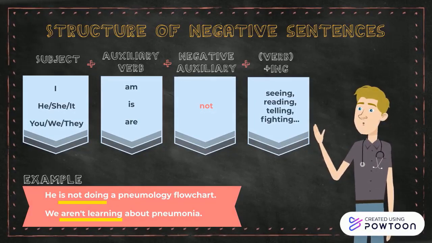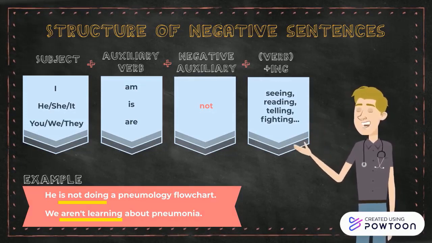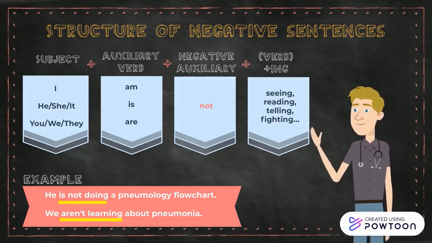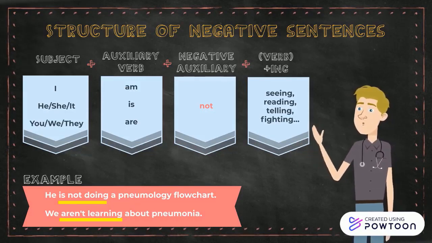plus obj. I with the auxiliary verb am. He, she, it with the auxiliary verb is. You, we, they with the auxiliary verb are. Verb plus ing. Example: seeing, reading, telling, fighting. Example of negative sentences in present continuous.